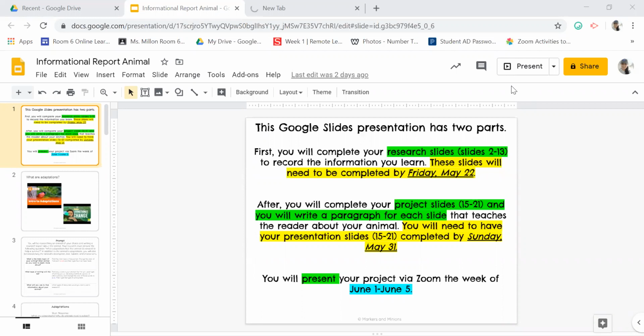informational unit. So you guys will be spending some time researching a topic, and then once you find your information, you will be composing a writing piece that teaches the reader about your topic, along with completing this Google Slides presentation to present to the class.